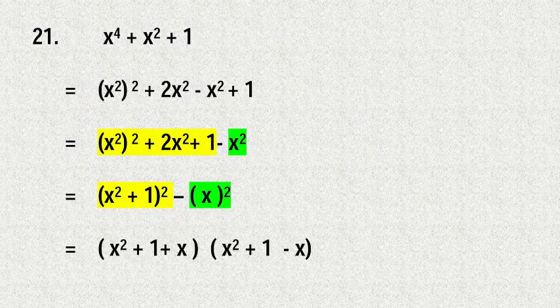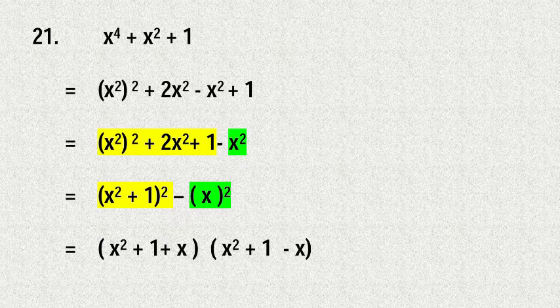Question number 21: x⁴ + x² + 1. In this problem also, x⁴ can be expressed as (x²)². Again, as we have 3 terms, x² is adjusted as 2x² − x², so that we will get 4 terms. So when we have 4 terms, after regrouping, the 3 terms will result as (x² + 1)². Then the last term is represented as −(x)².